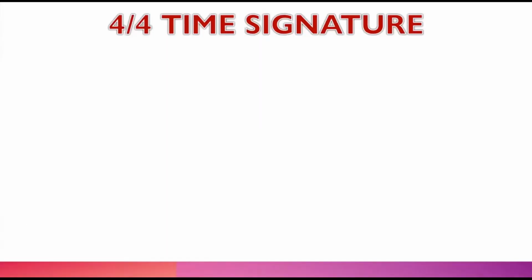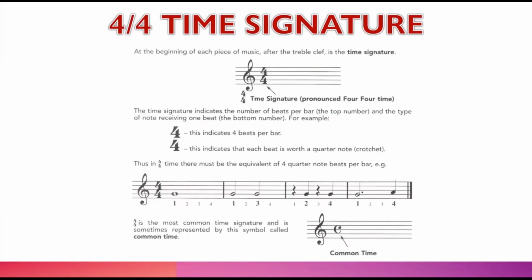The next thing that we're going to learn is what we call the time signature. And this is very important because this will determine the number of beats in one bar. So the first one is what we call a 4/4 time signature. The 4/4 time signature is very simple to remember. The top 4 indicates that there are 4 beats in one bar. So the bar, remember, divides the staff. In between 2 bar lines is 4 beats.